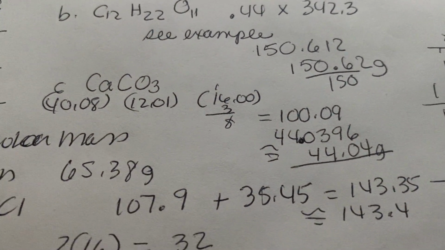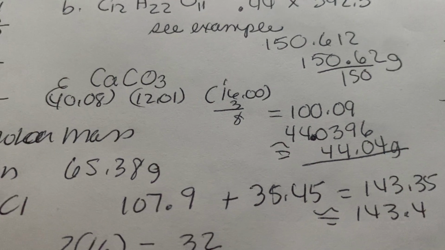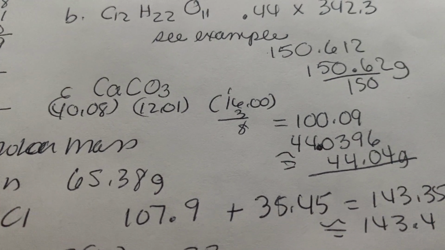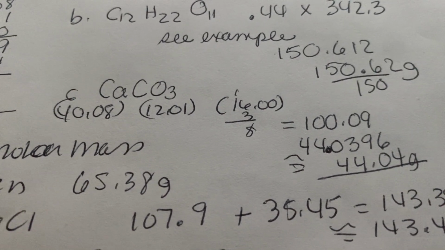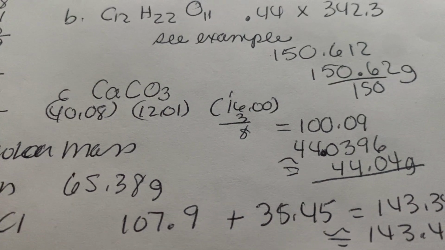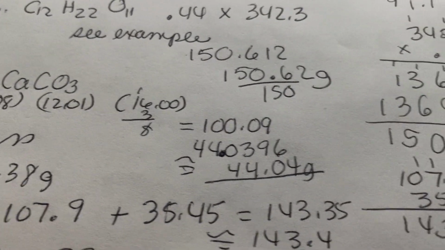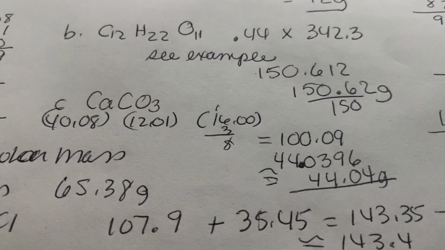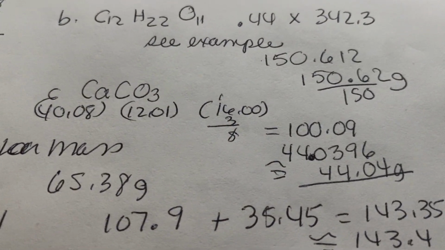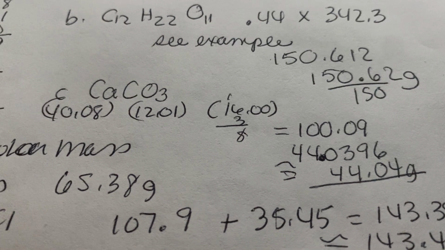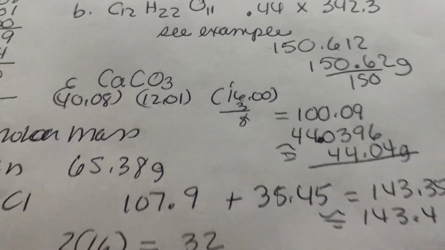So the next one is calcium carbonate. So we have 40.08 times 12 times 3. Anyway, you'll be able to find that. I have my calculations all here. So you can do that easily by just finding it and then timesing it by 0.44.